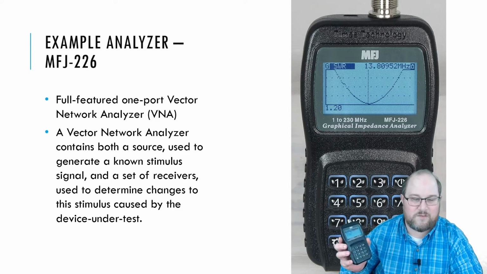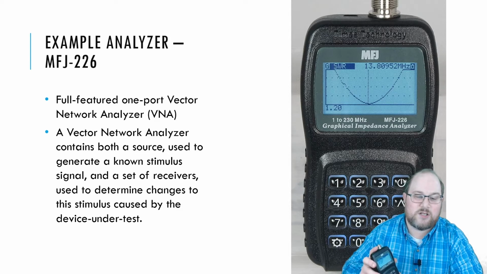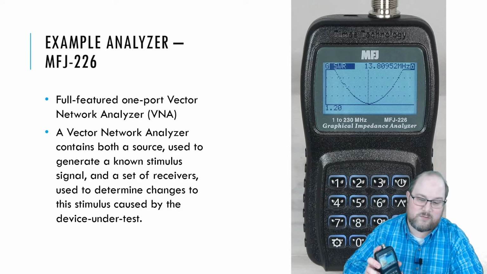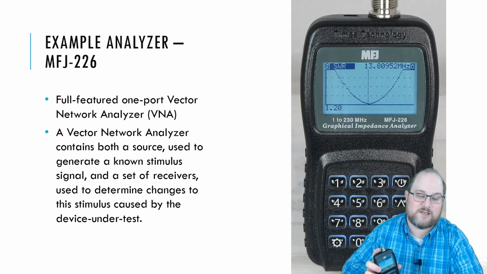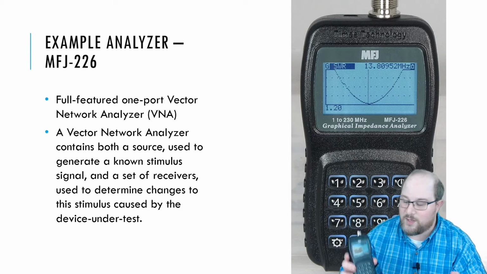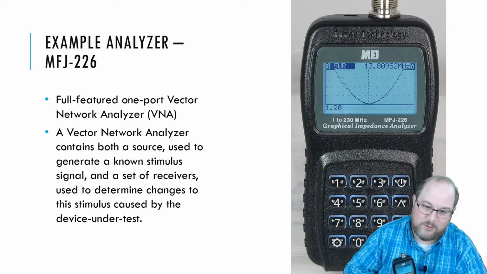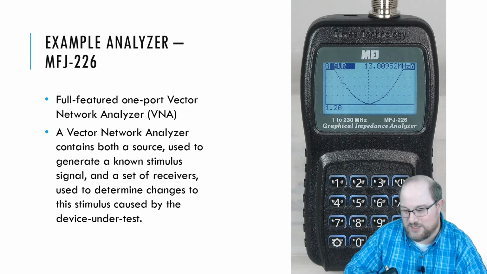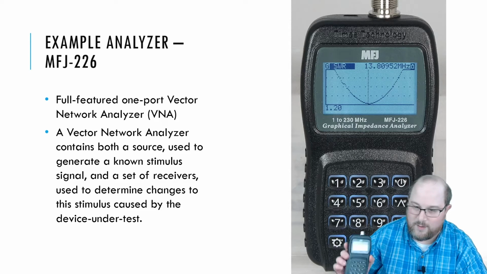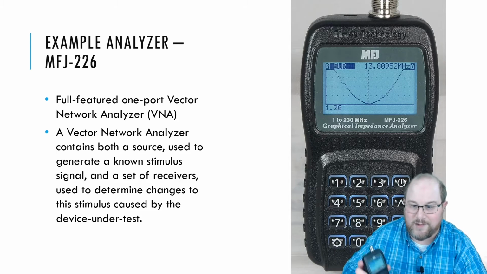And the definition of vector network analyzer is contains both a source used to generate a known stimulus signal and a set of receivers used to determine changes to the stimulus caused by the devices under test. That's a Wikipedia definition if I know one. But basically, it means it has a computer in it that does a bunch of digital checks and gives you information. So, it's really fancy. In other words, it's a digital analyzer.